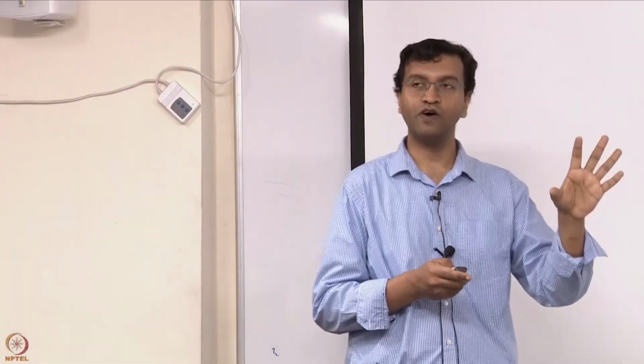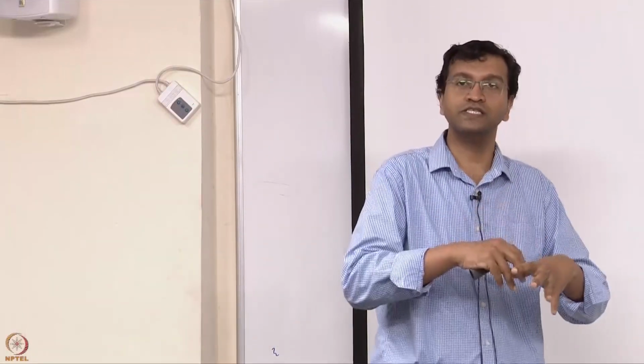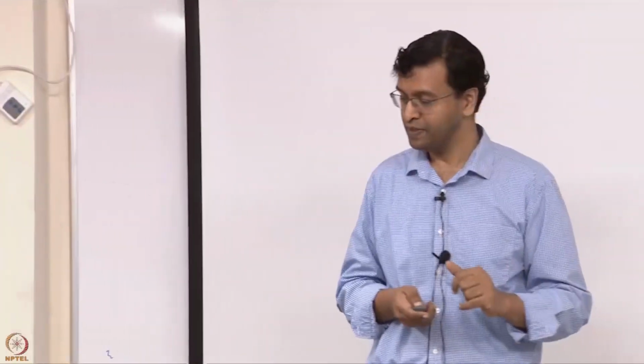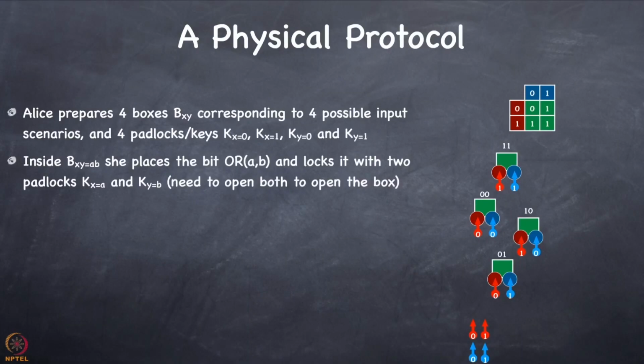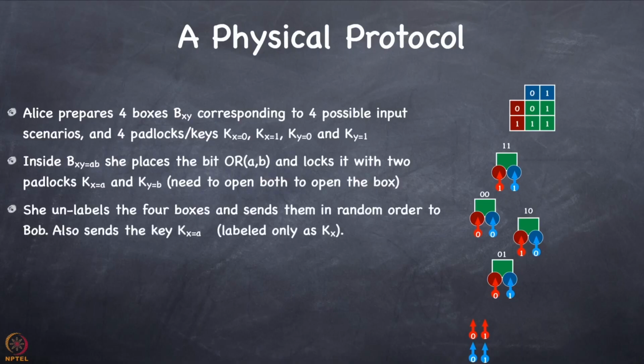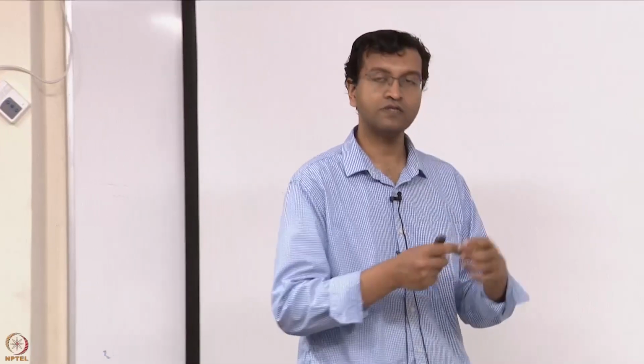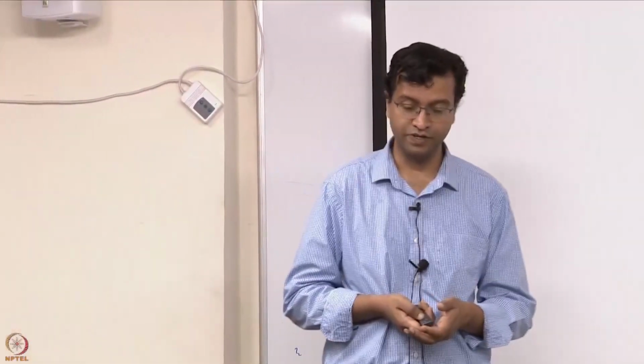And I erased the content of the box to say that once it's locked, you can't see what's inside it. Okay, and so all of the boxes are now locked. And then Alice unlabels the boxes and sends them in random order to Bob. So Bob just gets 4 locked boxes with some locks hanging onto them. He doesn't know which box is labeled 0 and 1 for that matter.